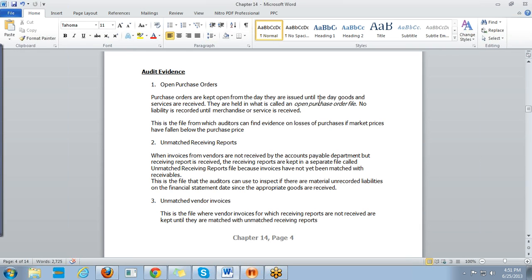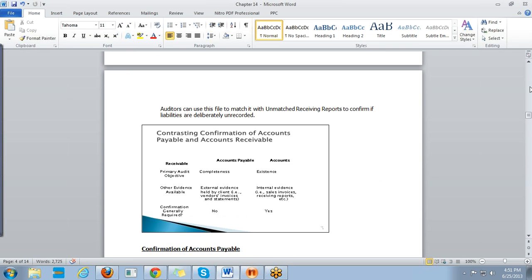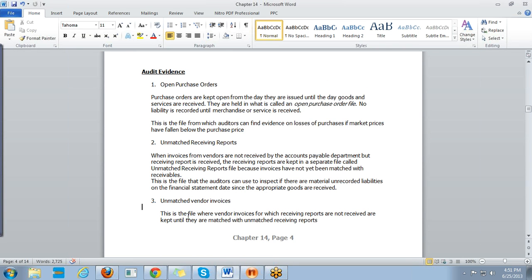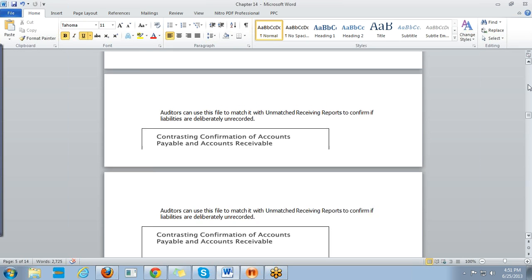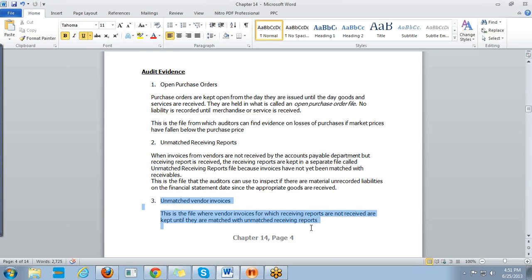Okay? These 3 you can check after the cutoff period to see that they were actually correct and that they were actually filed. And once these 3 are matched, you pick a sample from all of these 3 to match. Then you know that the valuation assertion has been established. Auditors can use this file to match it with unmatched receiving reports to confirm if liabilities are deliberately unrecorded. You obviously are not going to book a journal entry until you match all this.